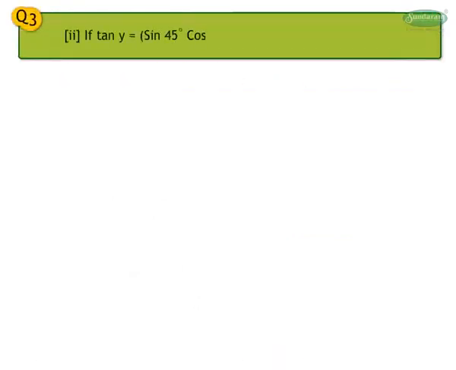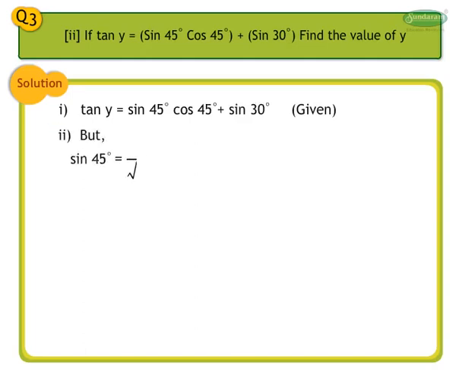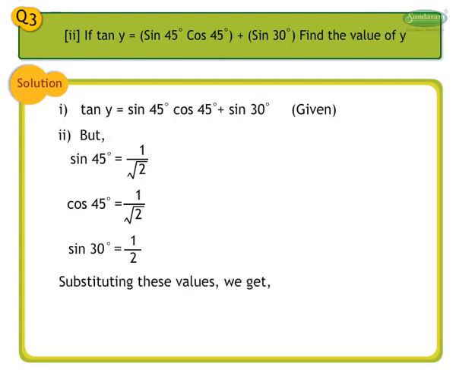2. If tan y is equal to sin 45 degrees cos 45 degrees plus sin 30 degrees, find the value of y. Solution. Given. 1. Tan y is equal to sin 45 degrees cos 45 degrees plus sin 30 degrees. 2. But we know that sin 45 degrees is equal to 1 upon root 2. Cos 45 degrees is equal to 1 upon root 2. Sin 30 degrees is equal to 1 upon 2. Substituting these values, we get 3.